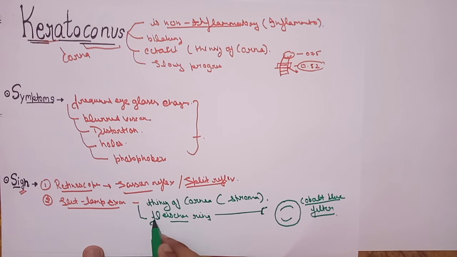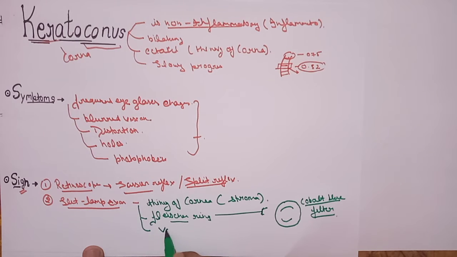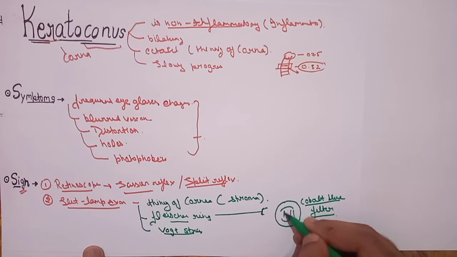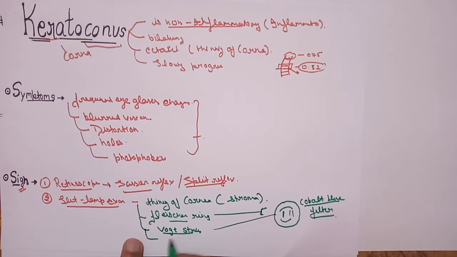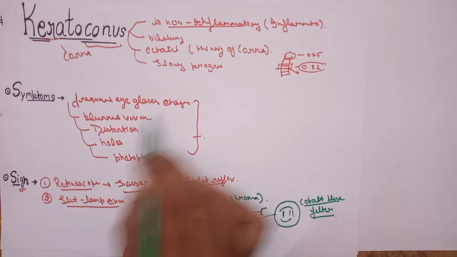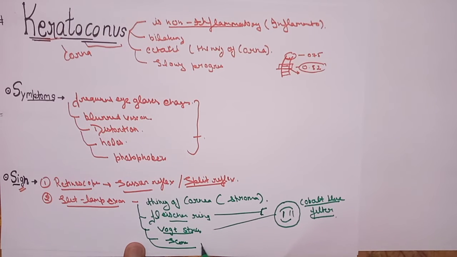Third is Vogt's striae. Vogt's striae are like this. They are seen in Descemet's membrane. The last one is opacity. Maybe opacity or a scar may be seen. If the keratoconus is very severe, a scar and high myopia are seen.